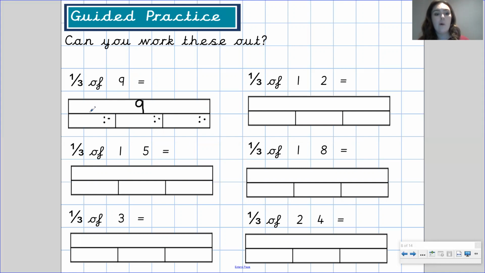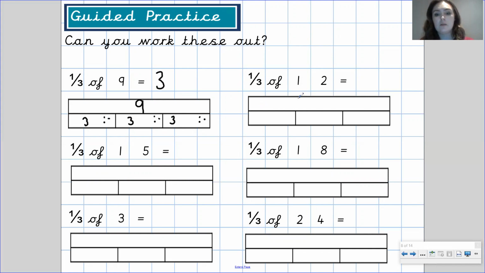So how much do we have in each part? Pause the video to have a think. Well done. We have 3 in each part, which means a third of 9 is 3. Well done. Okay, let's have a go at doing this to find a third of 12.